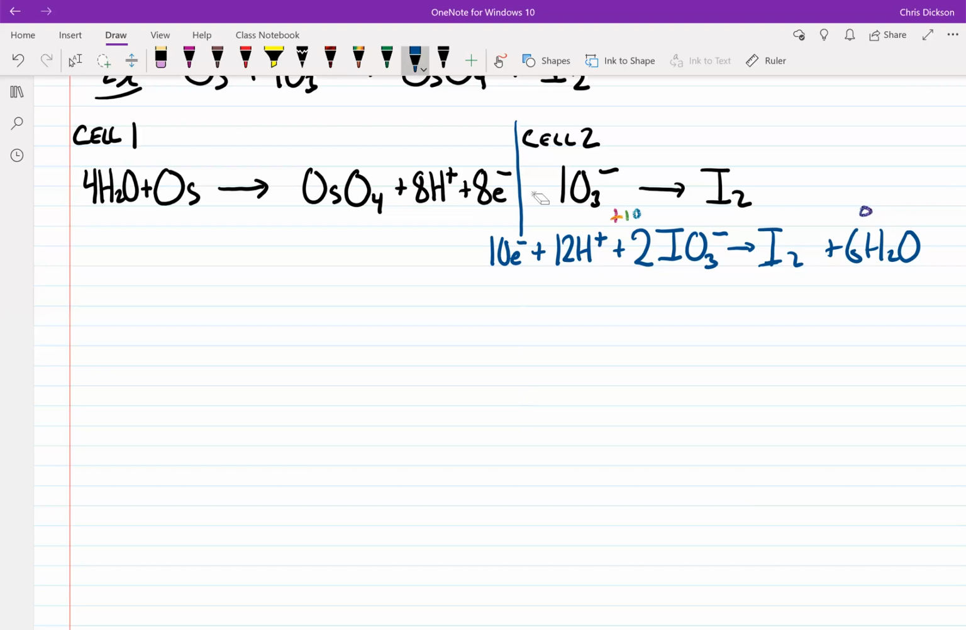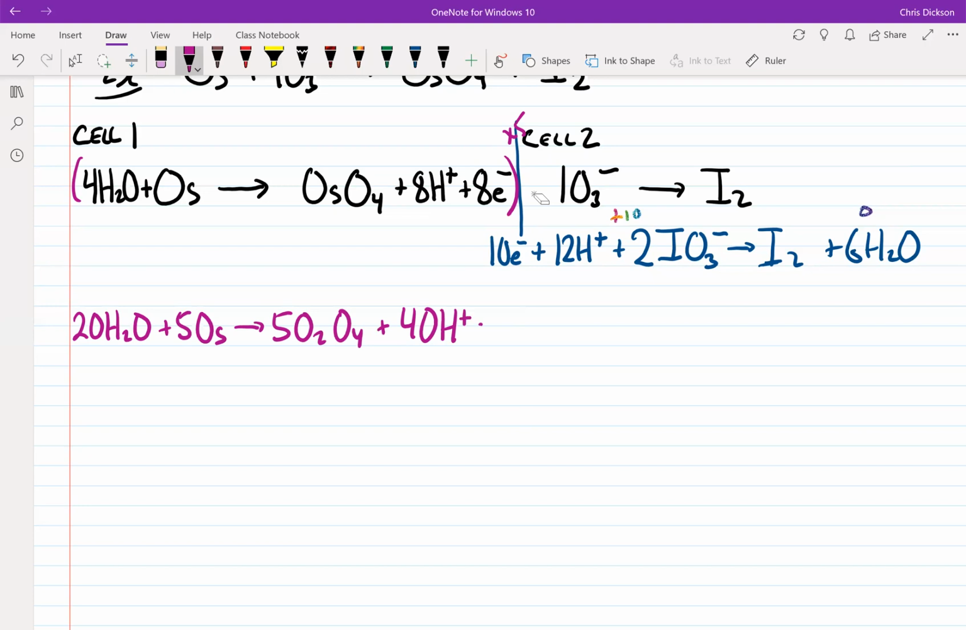So I could times the top equation. I need to make 40 electrons here. So I could times this one by 5. So that's going to give me, there's going to be a lot of math here. 5 times 4 is 20 H2O plus 5 Os, going to form 5 OsO4 plus 40 H pluses plus 40 electrons.